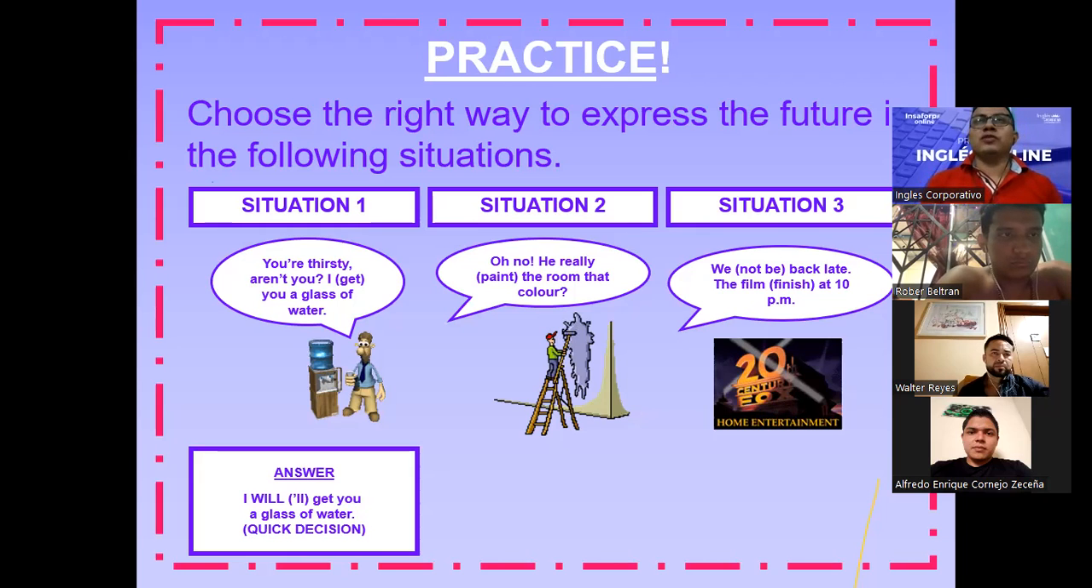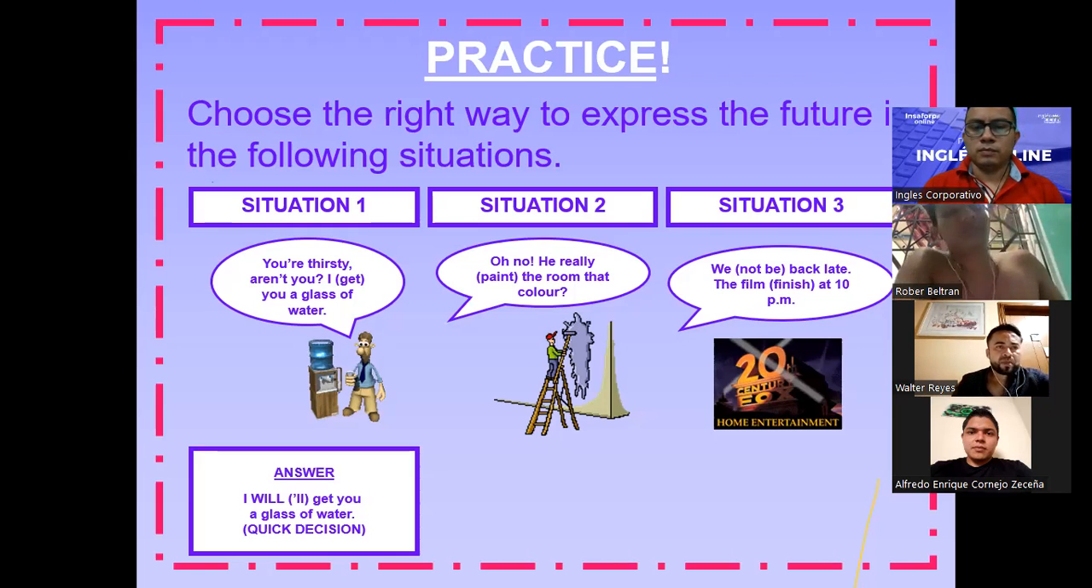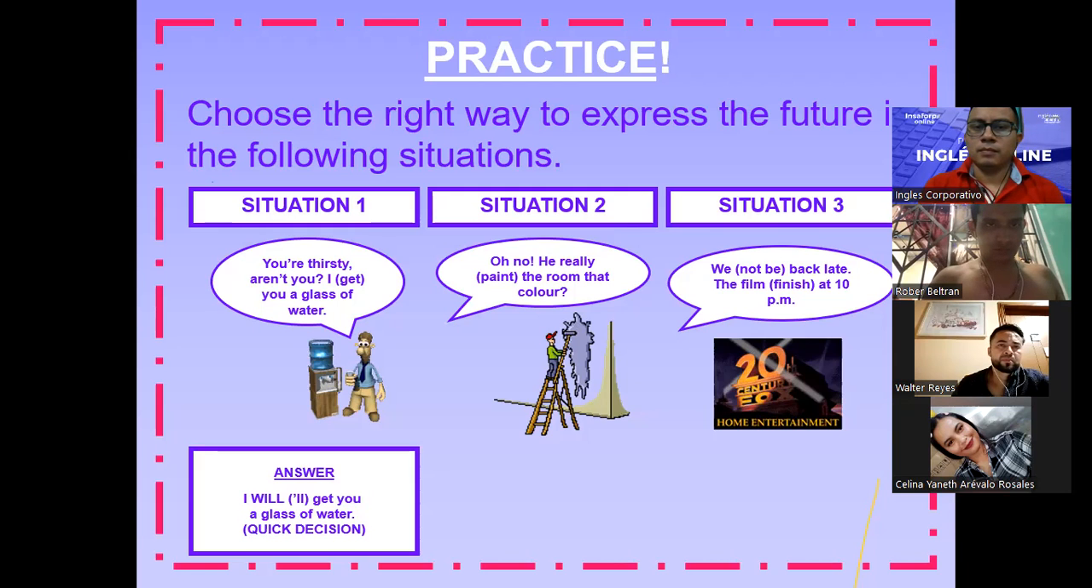Remember the uses of will and going to and the other two tenses. It is promise, plans, arrangements, quick decisions, evidence, no evidence. So what do we say? Look at the situation. Help me, please. Give it a try. Will, says Celine. What do you think? What about the other ones?